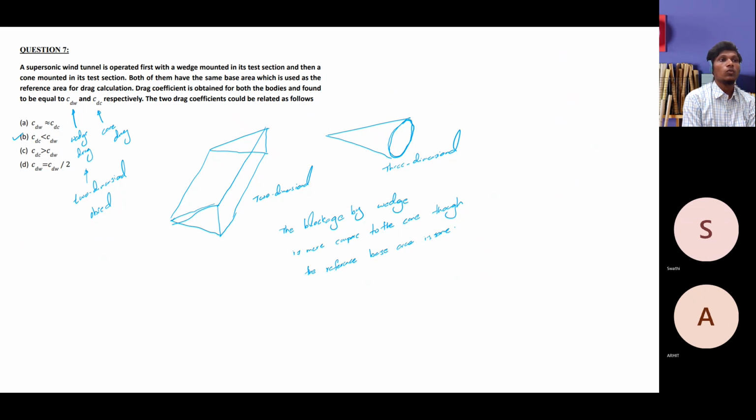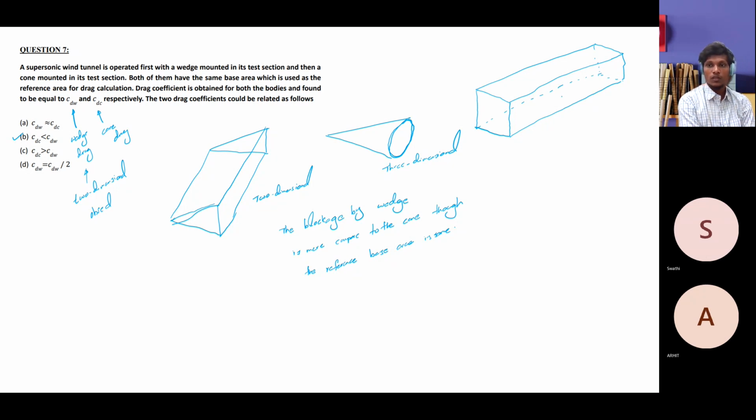Whenever we are trying to do the experiments in the wind tunnel or water tunnel, whatever it is, assume, let me draw it. Assume the test section is lengthier, but not lengthier in the cross-sectional way. Suppose this is the test section for the wind tunnel, supersonic or subsonic, whatever the test section is. So we test the bodies here.